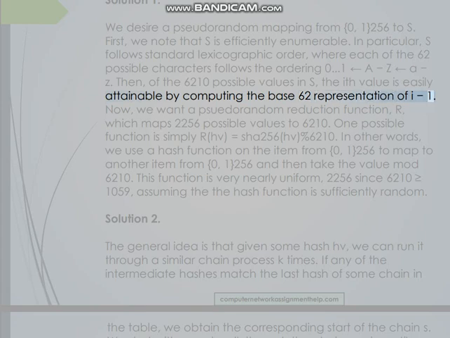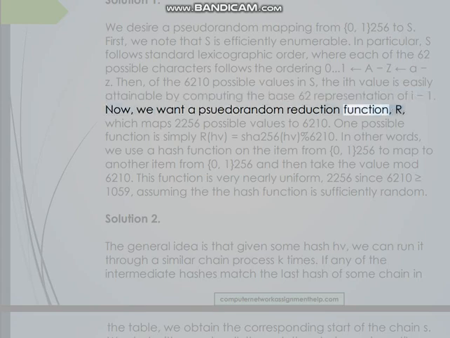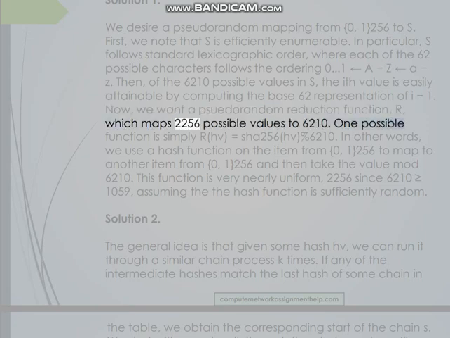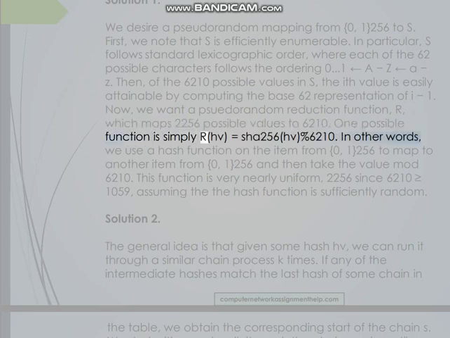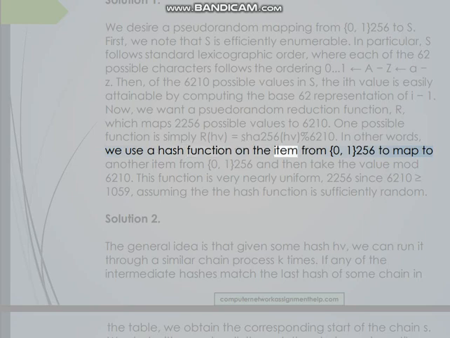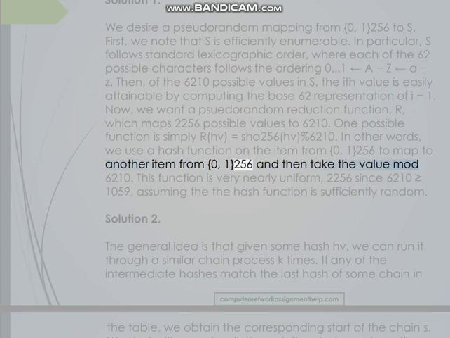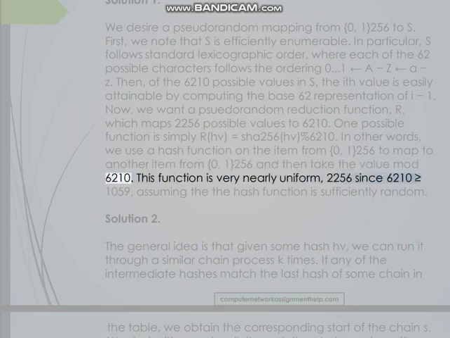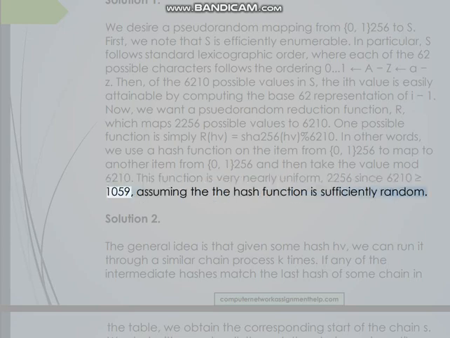Now, we want a pseudo-random reduction function, R, which maps 2^256 possible values to 62^10. One possible function is simply R(HV) = SHA-256(HV) % 62^10. In other words, we use a hash function on the item from {0,1}^256 to map to another item from {0,1}^256 and then take the value mod 62^10. This function is very nearly uniform, since 2^256 is much greater than 62^10, assuming that the hash function is sufficiently random.